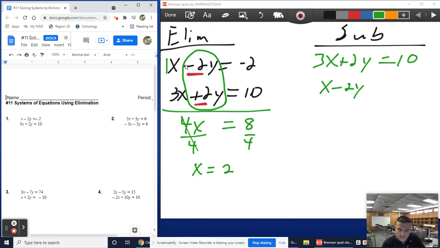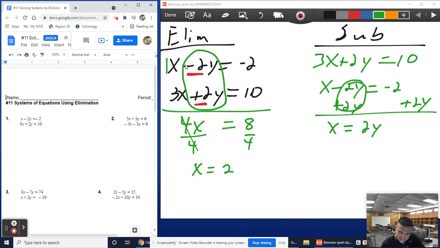So we got x minus 2y equals negative 2. To solve this, I would add 2y to both sides. This is now 0, and I have x equals 2y, which is positive, and then negative 2. Now I have what I want. I have x equals some number. We're going to plug that in for this x in the other equation, right? So to plug that in, now I do 3 times 2y minus 2. I still have the plus 2y, and I still have equals 10.